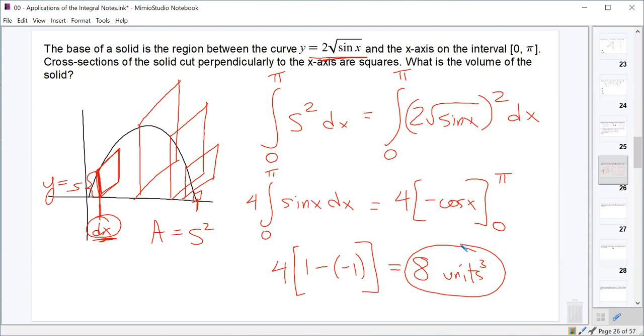So our process here was sketch the region, sketch the cross sections, find a formula for the area of the cross section in generic terms, make sure we put it in the same variable as the thickness, and then throw it all inside of an integral and integrate.